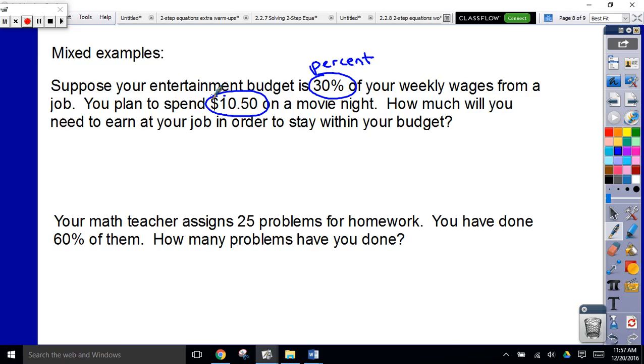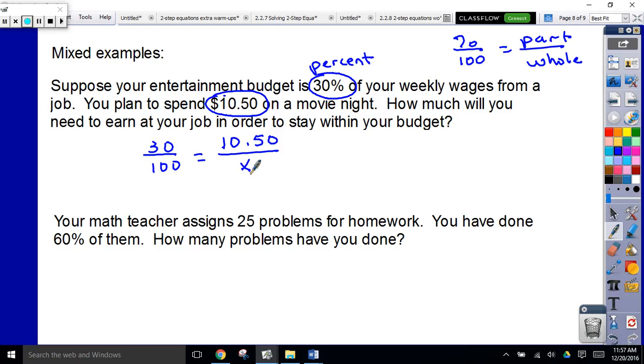So how would we set this up in a proportion, keeping in mind we want percent over 100 equals part over whole? Emma? 45 over 100 equals 10.50 over x. Wait, what did you say? What's the percent? 30 over 100. There we go. Okay, 30 over 100 equals 10.50 over x. Good. Okay, and then we would solve that.